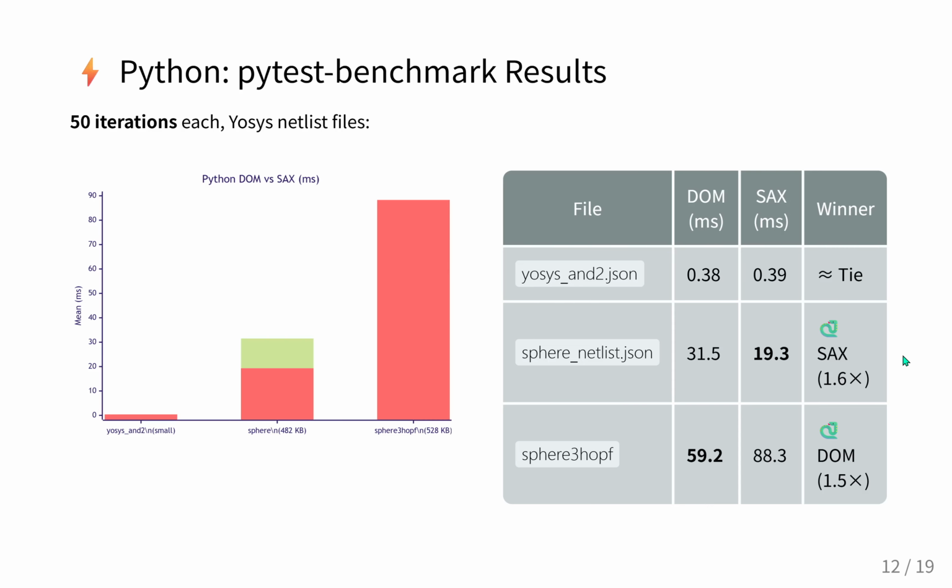Not quite. They ran a third file, a massive complex blueprint called Sphere3hoff. In C++, the SAX approach won again, about 1.6 times faster than C++ DOM. But in Python, the memory-hogging brute force DOM approach actually beat the streamlined Python SAX. Wait. DOM finished the massive file in 59.2 milliseconds. The lightweight SAX algorithm dragged behind at 88.3 milliseconds. Okay, wait. Here's where it gets really interesting. How is that mechanically possible?